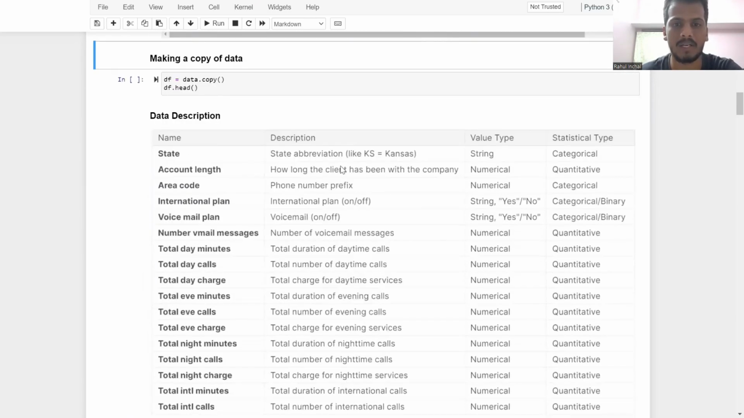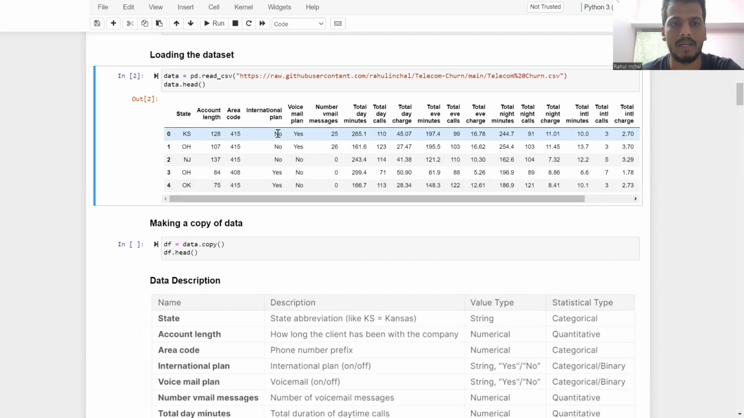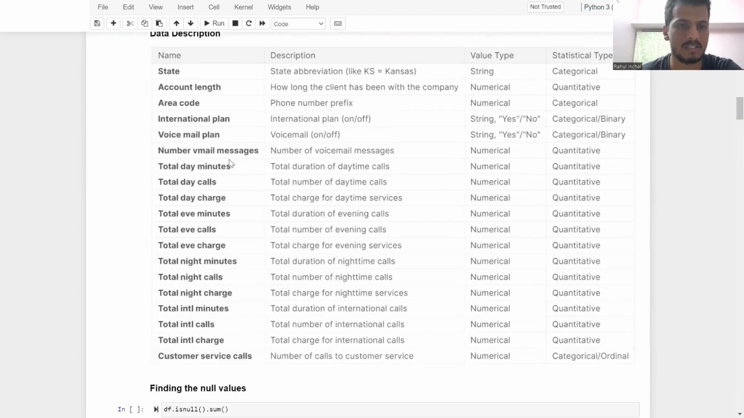Now state is nothing but the state, for example, KS is Kansas. Account length means how long the client has been with the company. Area code is self-explanatory. International plan says whether the person has taken the international plan or not. So for example, the person with zero index has not taken the international plan, but he has taken the voicemail plan. And there is the number of voicemail messages.